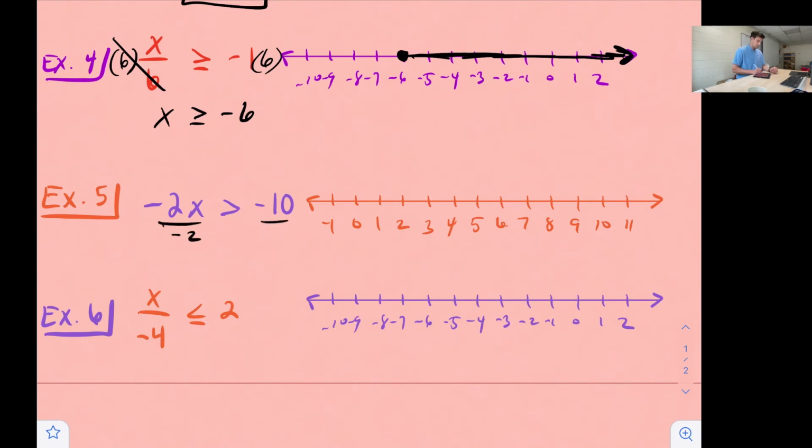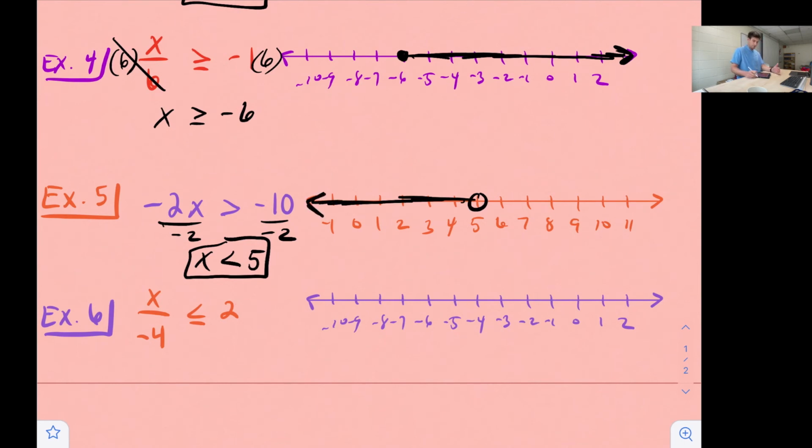Here we're going to divide both sides by negative 2 in order to get x by itself. So we get x, and now instead of greater than, we have to flip this to less than. And negative 10 divided by negative 2 is 5. So we get x is less than 5, open circle, and we shade to the left.